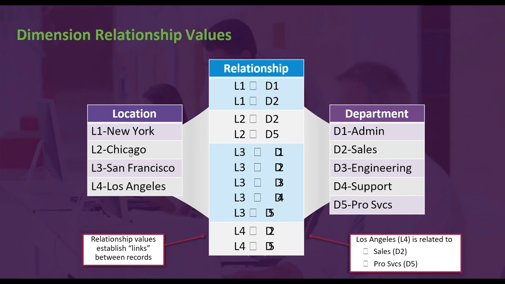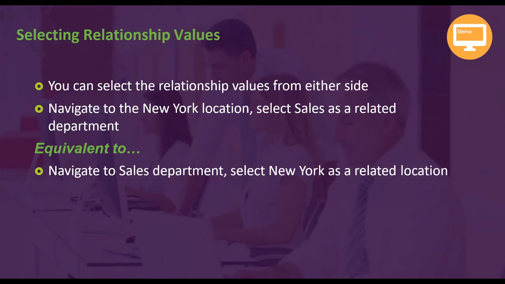If we go down and we look at Chicago, which is L2, we see that the only dimensions available out of department are D2 and D5. So this is a nice reference chart to see how the link occurs between the location and the applicable departments in the dimension relationship. All right, as I mentioned before, you can choose it from one side or the other, or we could go over and do it in the department side.